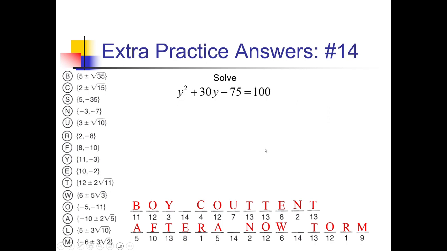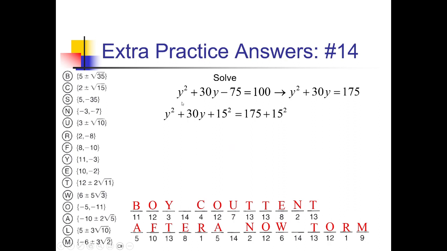Now I'm down to my last problem. See what I'm filling in for all these 14s here. So to complete the square for this, let me add 75 over to that 100 to get 175. And now I'm taking half of 30. That seems huge. Half of 30, that's 15. Squaring that and adding it to both sides.